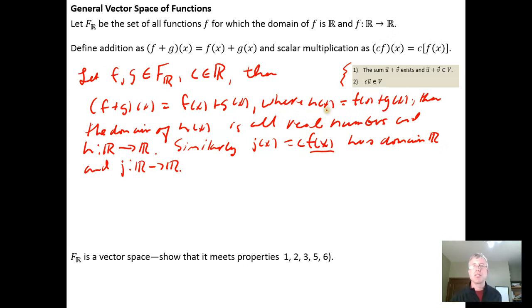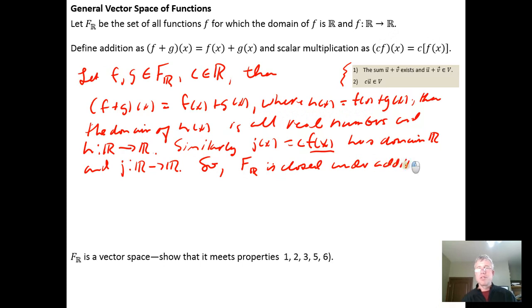And what this means is that the sum of the two functions and the scalar multiple of the function is closed under addition and scalar multiplication. So we can conclude from that f sub R is closed under addition.